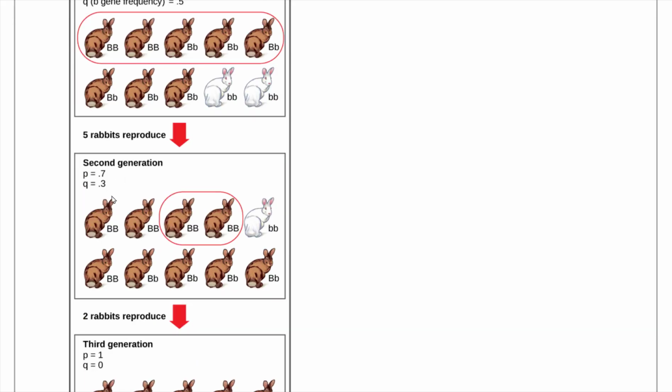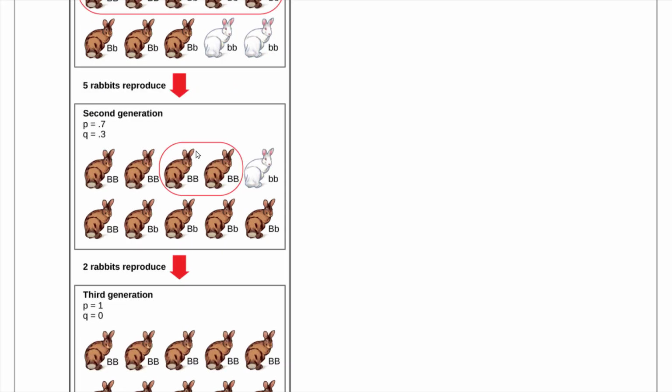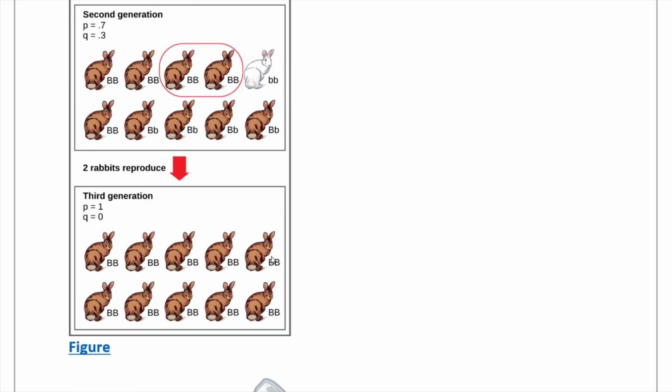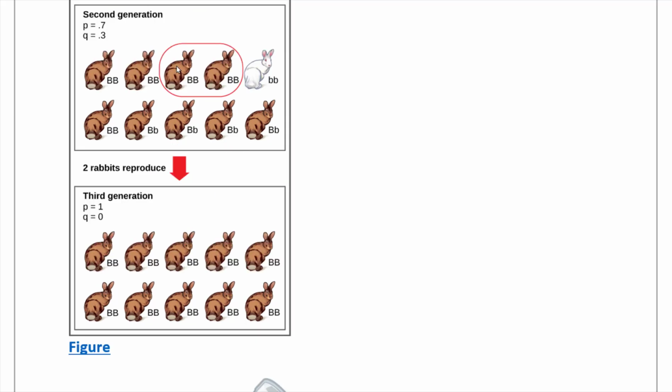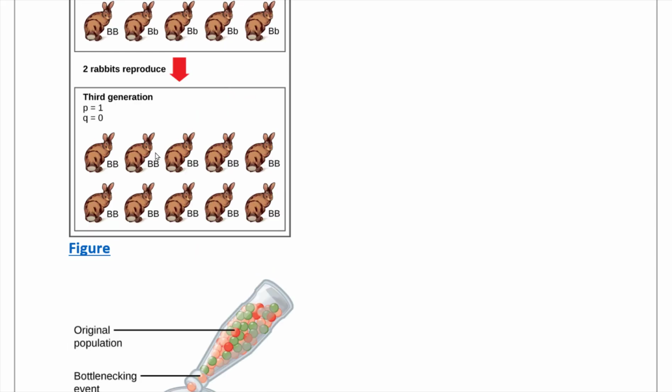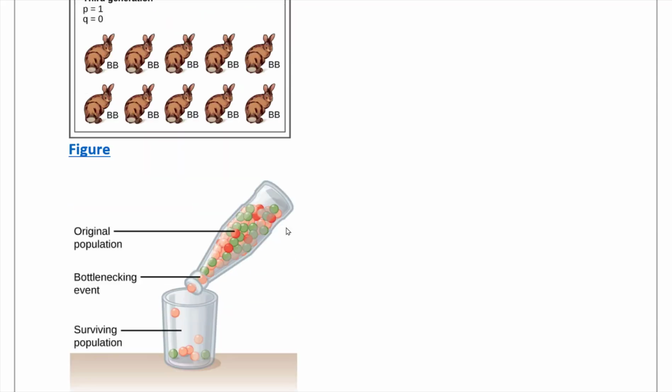Initially it was 0.5, now it's 0.7. The other one has dropped to 0.3. And then let's say these 2 rabbits reproduce. So now in the third generation, and let's say the other ones die off, these are the capital B and capital B. In other words, you've completely removed the lowercase b just randomly, because just those brown ones were the ones reproducing. So then all of these are just the same brown bunnies with the capital B genes.